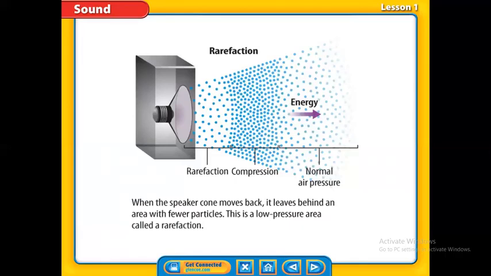What happens in here is that the speaker cone moves back, causing the particles of the medium to move a little bit away from each other. It produces low pressure, which will make the rarefaction in here. This is the part where particles are far from each other, and that happened because the speaker cone moved backwards, causing the rarefaction to happen.